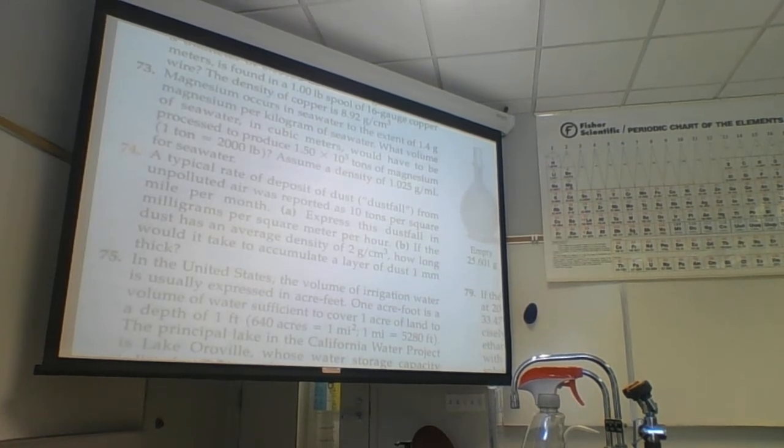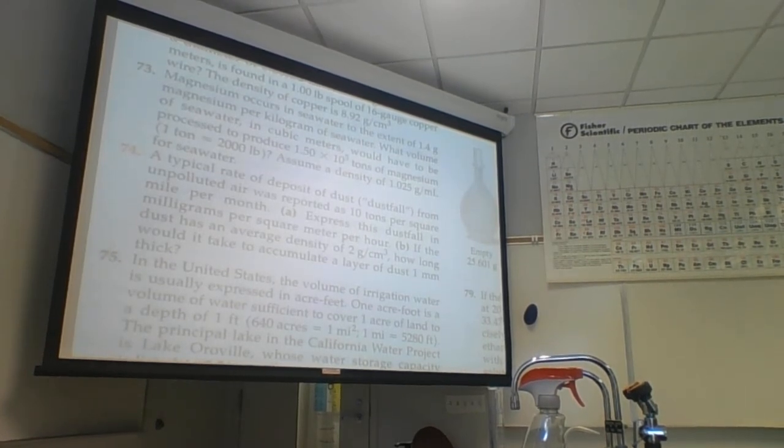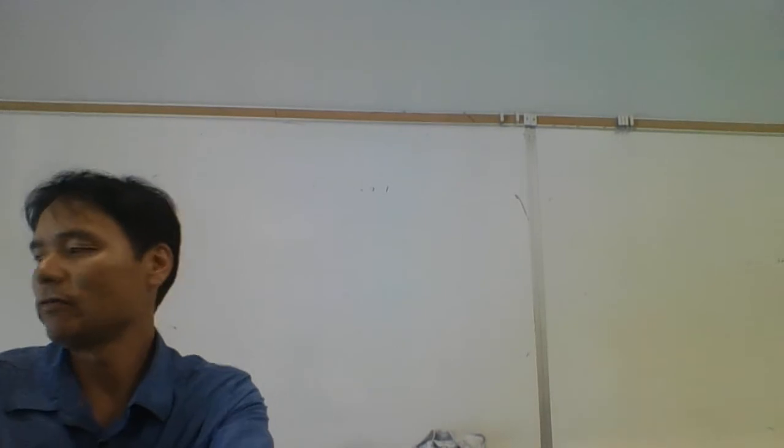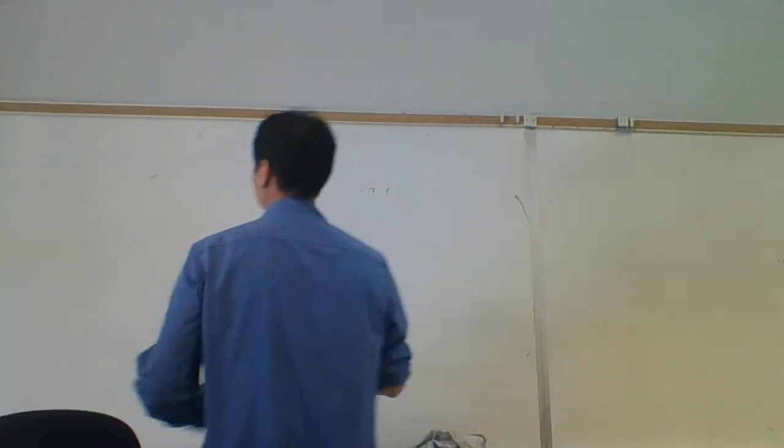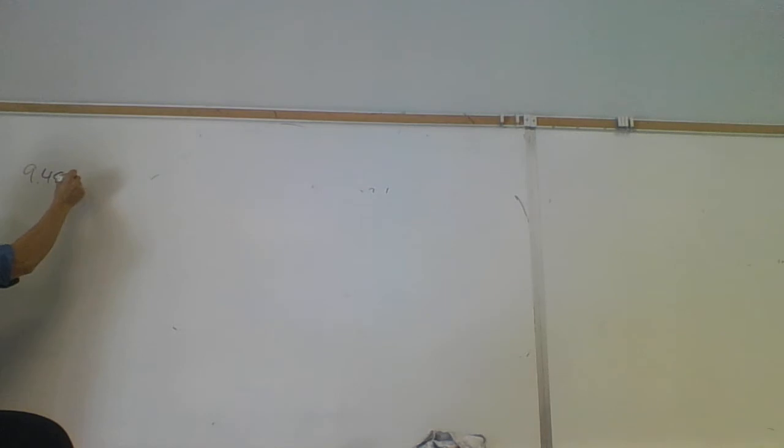Someone have an answer for this one? I have 9.5 times 10 to the 7. Okay, give me the number before 9.5. I mean, before you rounded it. 9.482 times 10 to the 7. Liters, cubic meters of seawater.